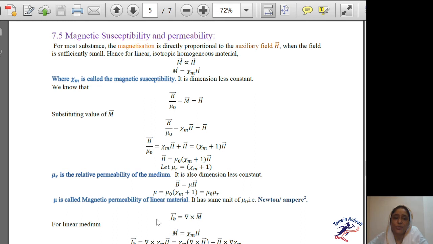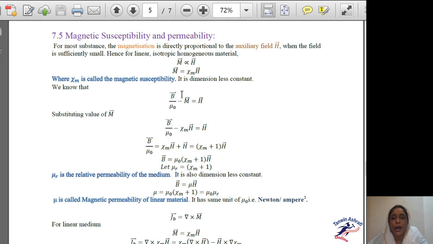For most substances, magnetization is directly proportional to the auxiliary field. When the field is sufficiently small, and hence for a linear isotropic homogeneous material, magnetization is directly proportional to the auxiliary field H. This proportionality sign is replaced by a proportionality constant chi m, known as the magnetic susceptibility, which is a dimensionless constant.